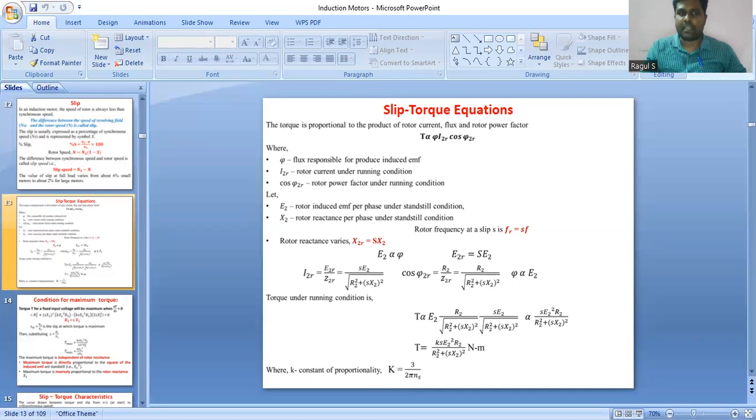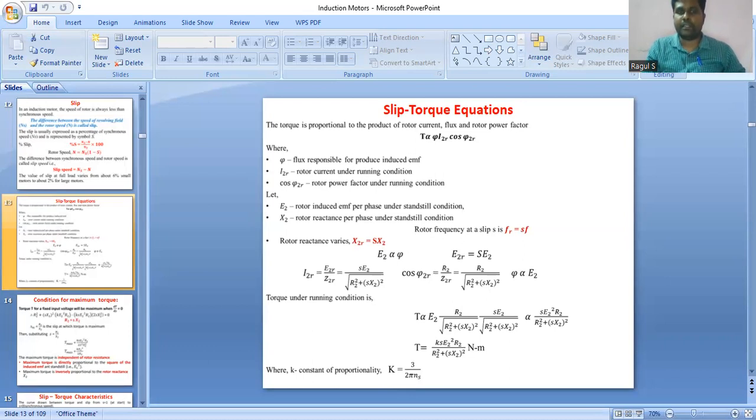In this condition, in the unstable region, the torque is inversely proportional to the slip. So as the slip value decreases, the torque increases in the unstable region. Otherwise, as slip increases, the torque decreases. This looks like a rectangular hyperbola. That is the indicated graph B to C, which looks like a rectangular hyperbola.